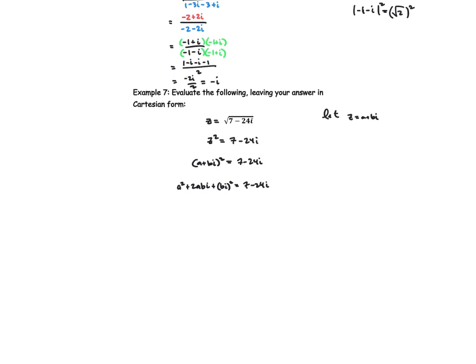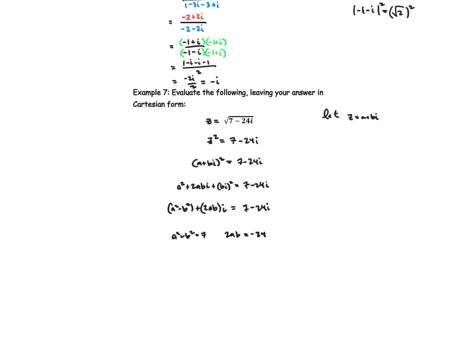Now I did a little shortcut there. I used Pascal's triangle, right, and the binomial theorem to expand that left side, but you get that, right? (bi) squared is going to be the same as negative b squared. Now look, I have my real and imaginary components here. Okay, so I know a squared minus b squared equals 7. And I know 2ab is equal to negative 24.